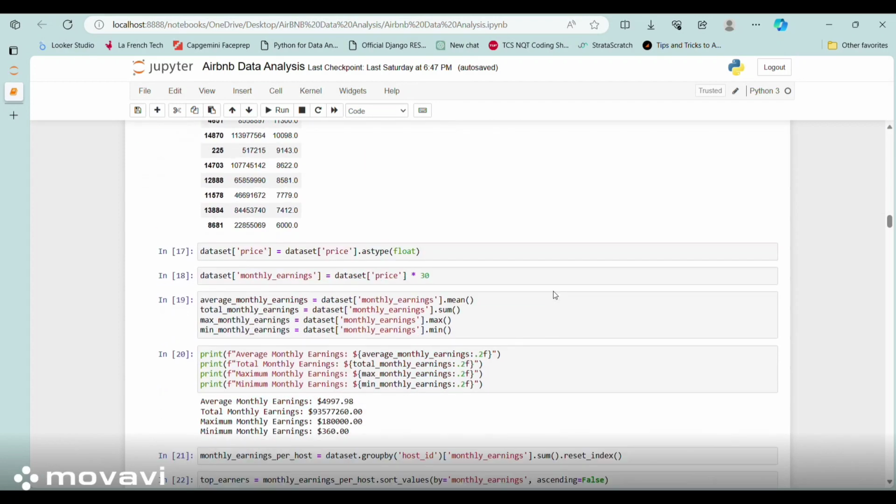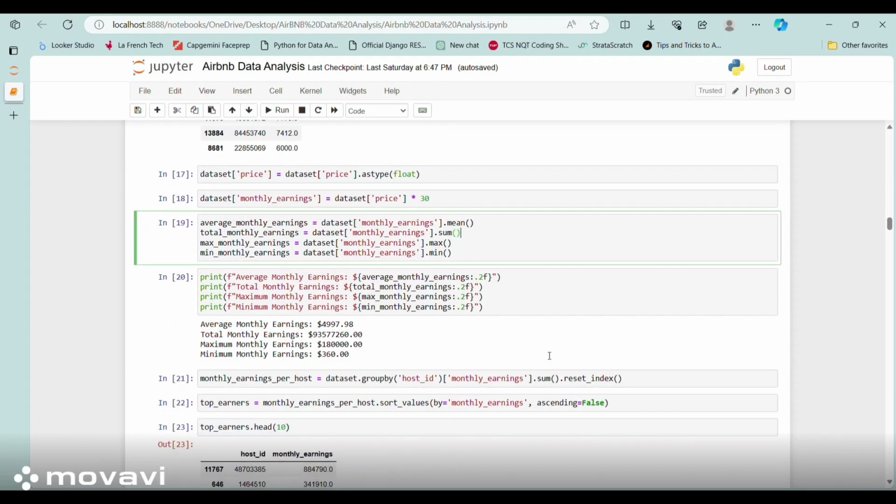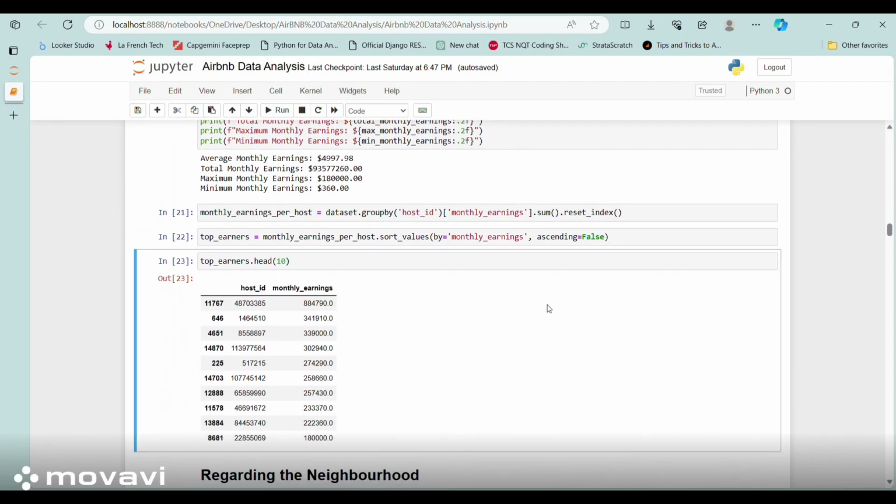Next, to obtain monthly earnings, we have multiplied the price for each listing by 30, assuming an average month of 30 days. This allows us to standardize the earnings and make meaningful comparisons. We have also calculated some key statistics to understand the distribution of monthly earnings across all listings. These include average monthly earnings, total monthly earnings across all listings, as well as maximum and minimum monthly earnings. And these are the hosts who have generated highest monthly earnings.